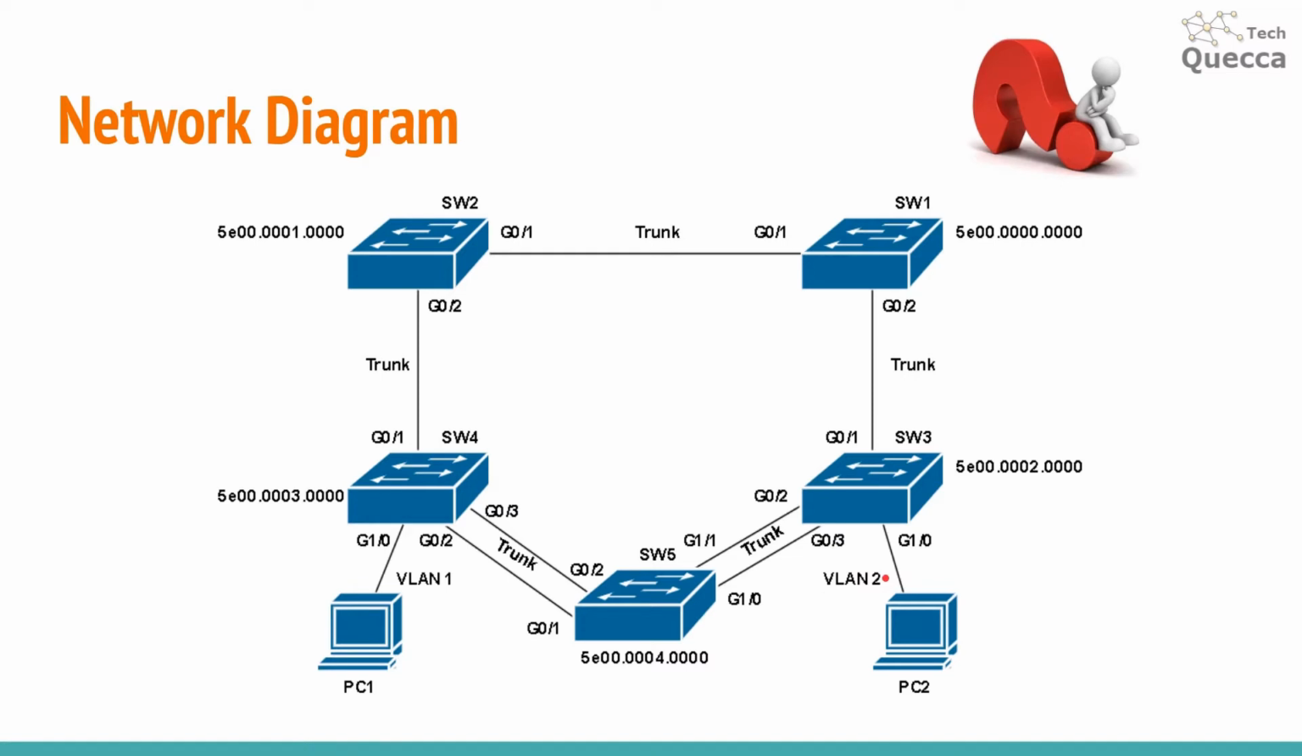I'm going to use some methods to set a specific switch to be the root bridge for a specific VLAN. In addition to that, I'm going to review configuration of port priority and port cost. So let's go to configuration.